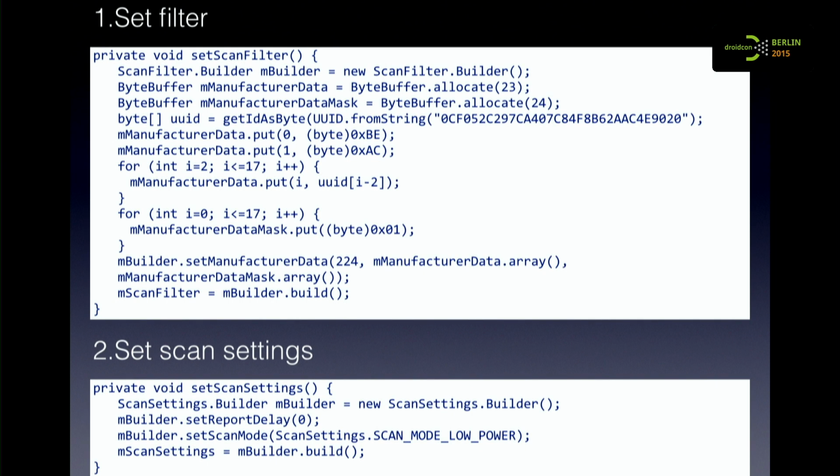Before scanning the devices, you should set the filter and the settings. Filters are set using a mask, so we put in one buffer the values that we want to scan, and in the mask buffer we put just 1 or 0. If you want this byte to be scanned, we put 1, and if not, we put 0.